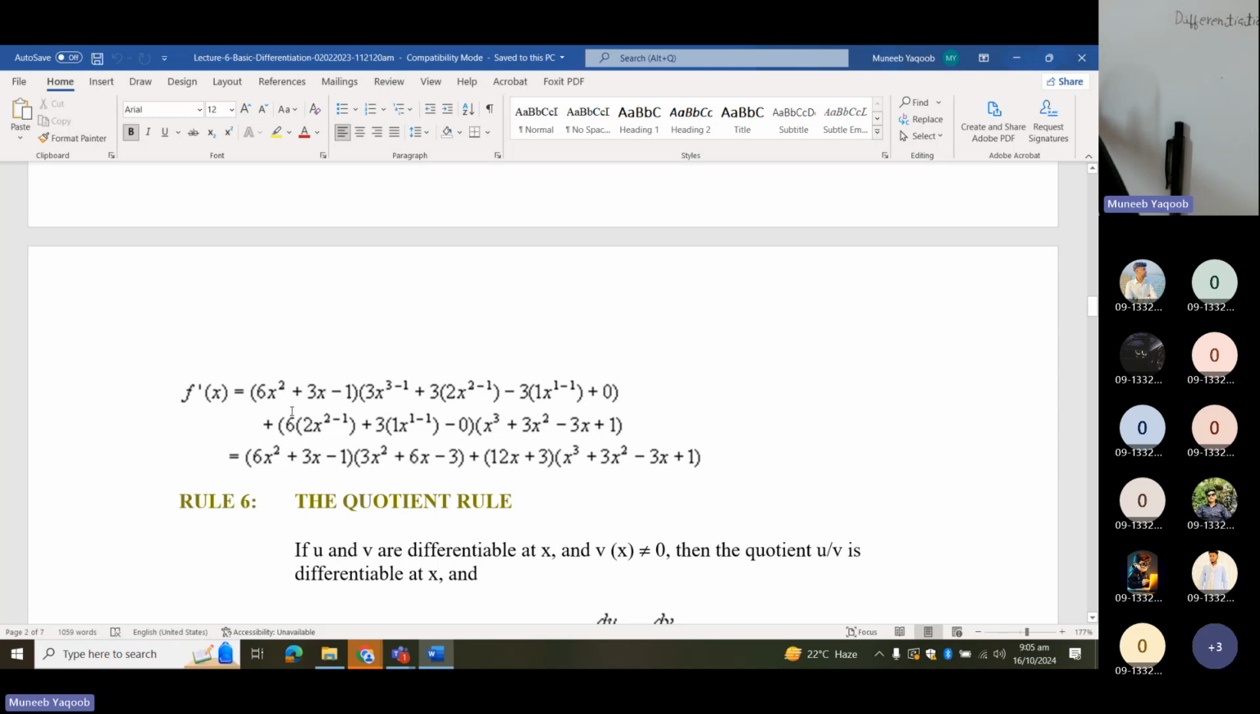and then we will calculate the derivative of 6x squared. So the derivative of 6x squared is 6 times, 2 into x power 2 minus 1. The derivative of 3x will be 3 times x power 1 minus 1. The derivative of minus 1 will be 0. And hence we will multiply it with v, which is x cubed plus 3x squared minus 3x plus 1.